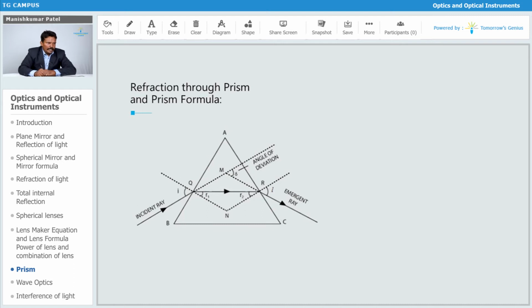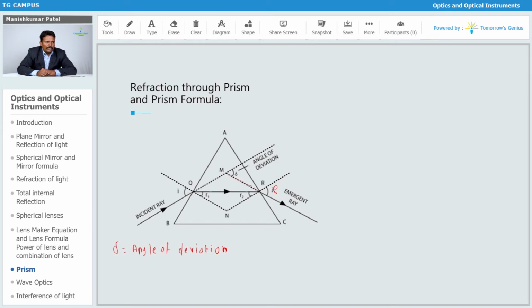Let's call this the angle of emergence, E. This is angle delta: if you back-produce this ray, this is angle delta. That angle delta we will call the angle of deviation. So this delta is your angle of deviation for this particular case. I is the angle of incidence, and R1 and R2 are the angles of refraction.